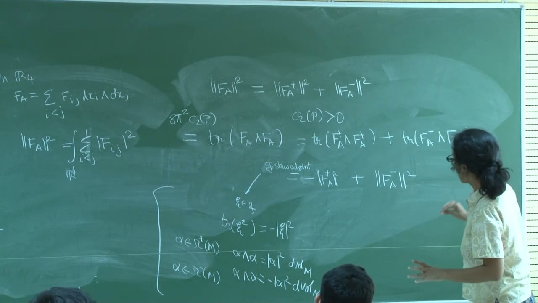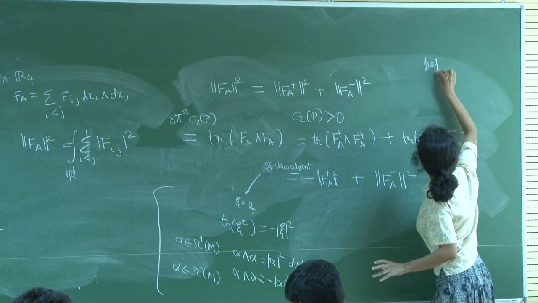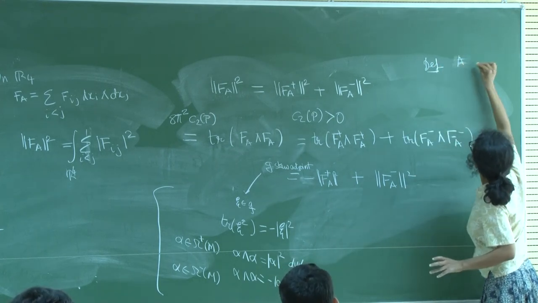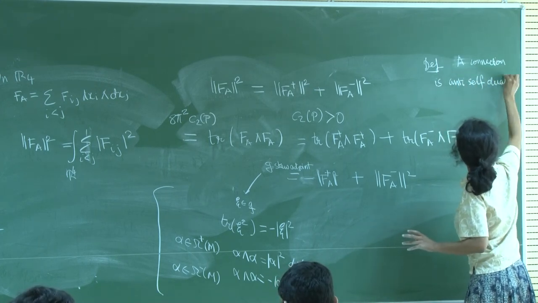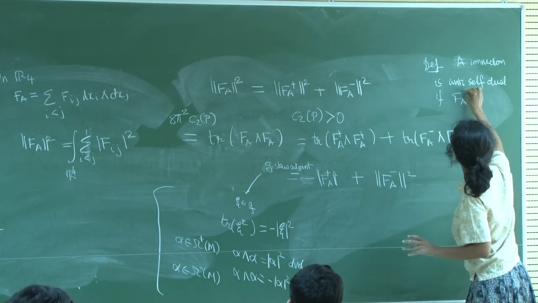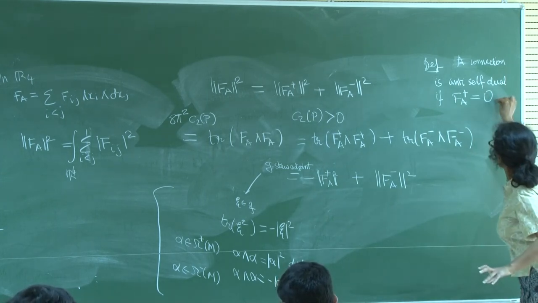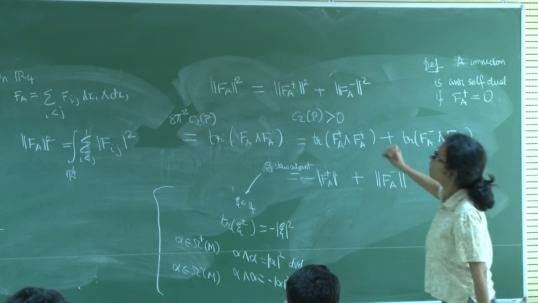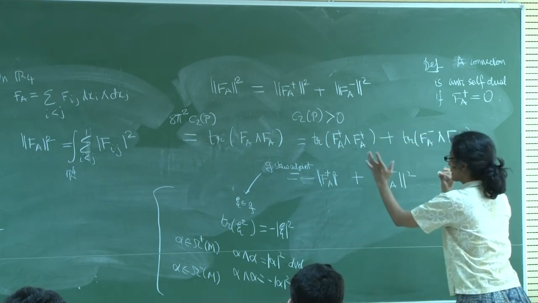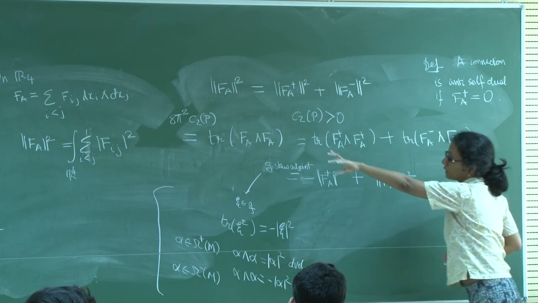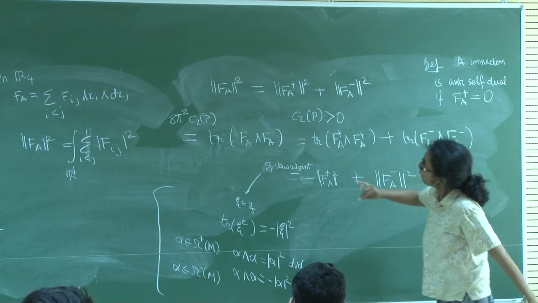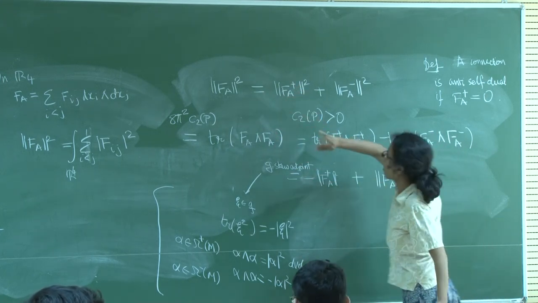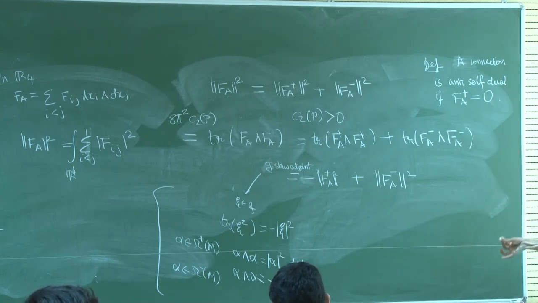Right, so if F_A plus is 0, let me make a small definition now. A connection is anti-self-dual if its self-dual part is 0. And if the self-dual part is 0, that would correspond to a minimum of the Yang-Mills functional. Because the Chern class gives you the difference between the norm square of F_A minus and of F_A plus. Since that quantity is fixed, your Yang-Mills functional is minimum when F_A plus vanishes. Those we define to be the anti-self-dual connections, and those are minima of the Yang-Mills functional.